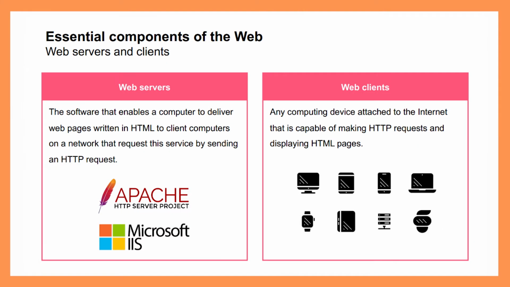Web servers and clients. Web server software refers to the software that enables a computer to deliver web pages written in HTML to client computers on a network that request this service by sending an HTTP request. Apache, which works with Linux and Unix operating systems, is the most commonly used type of web server software. Microsoft Internet Information Services, IIS, also has significant market share.